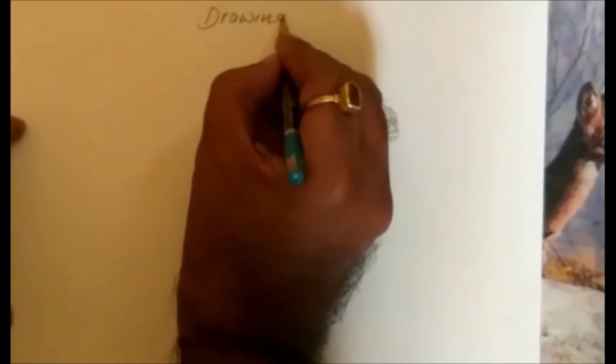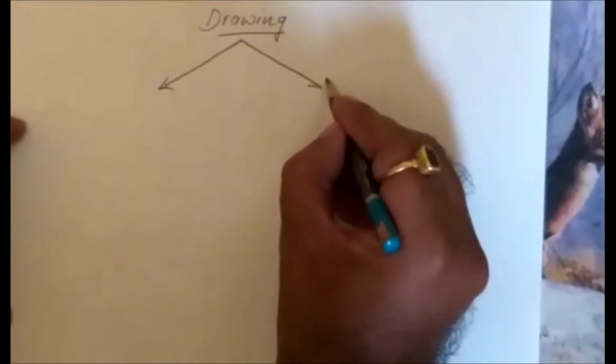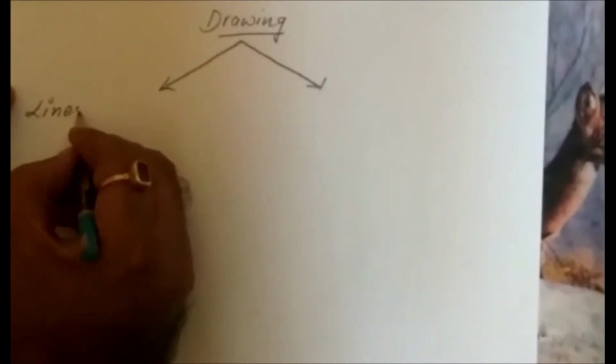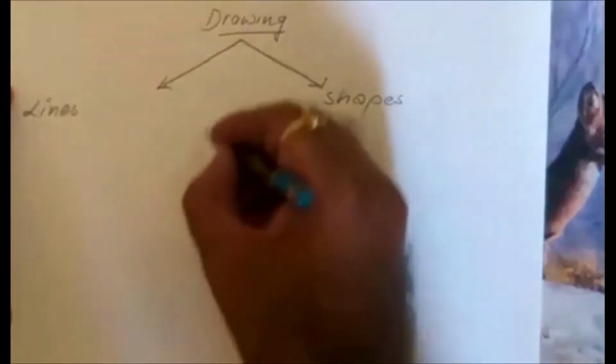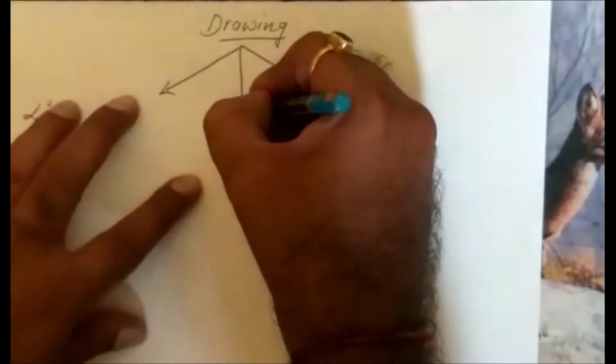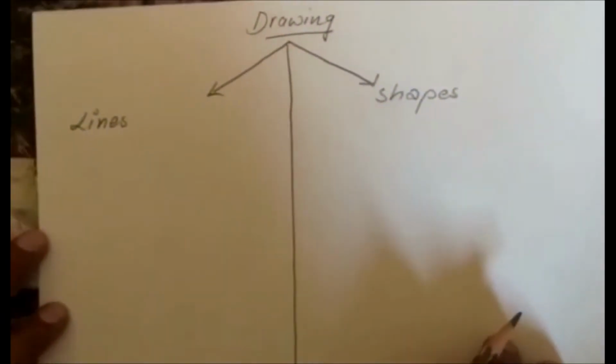Here we are going to make two important bases of our drawing. That's lines and shapes. I'm going to bifurcate it. Here all the lines are there, here all the shapes are there.